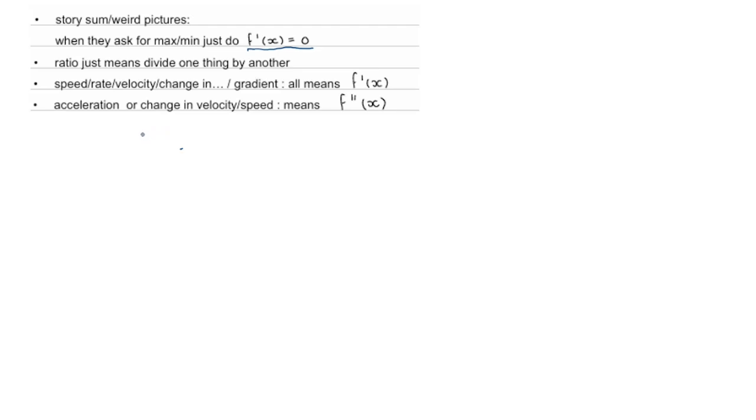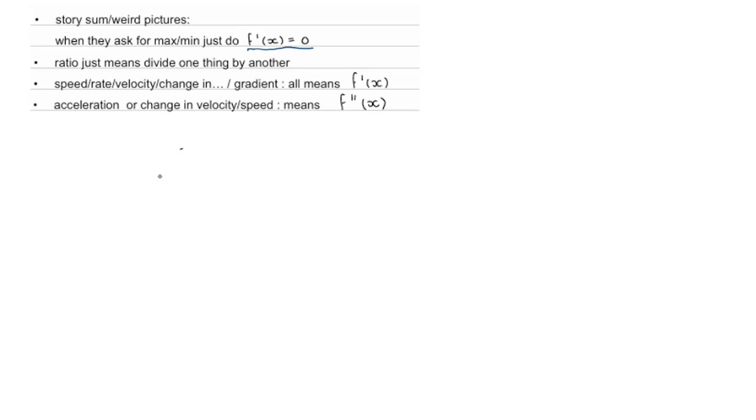And then when you see words in these optimization questions like rate, speed, velocity, change in gradient, they all just mean derivative. And so any of those kind of words, you're doing the derivative. If you see acceleration or change in gradient or change in velocity or speed, that means you're working with the double derivative. And then for the rest of the questions, when you're in this section, you're just trying to think in your mind back to graphs.